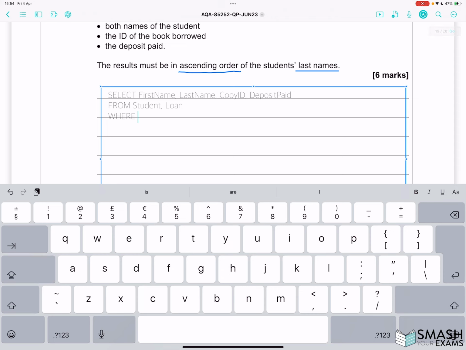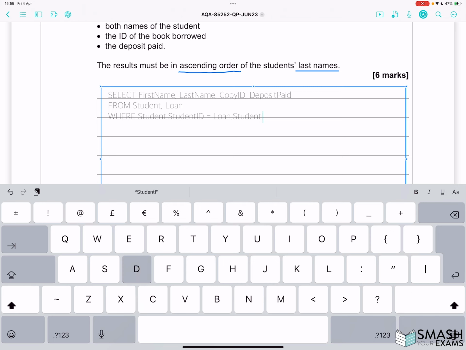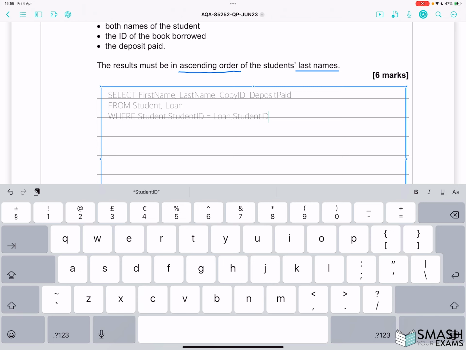And our where is going to be where the student ID, so we will say student ID, so we can grab that field from that table, equals from the loan table, the student ID. So loan.student ID from there. So that's going to compare the student ID from those two tables. Do we have anything else? Yes, we need their year group for year 11, remember. So, and year group is equal to 11.